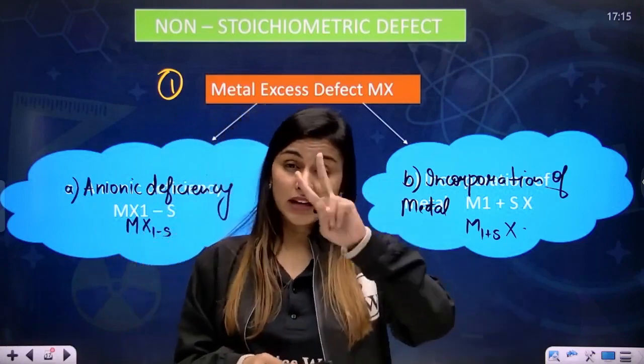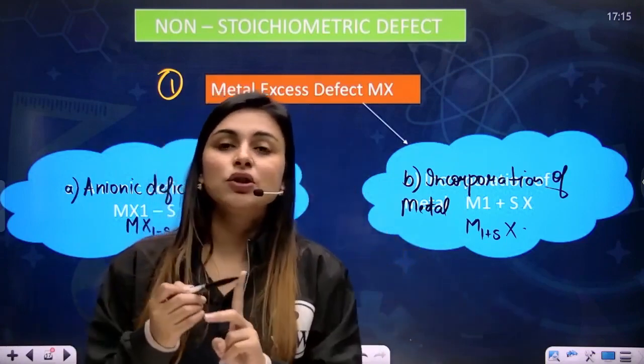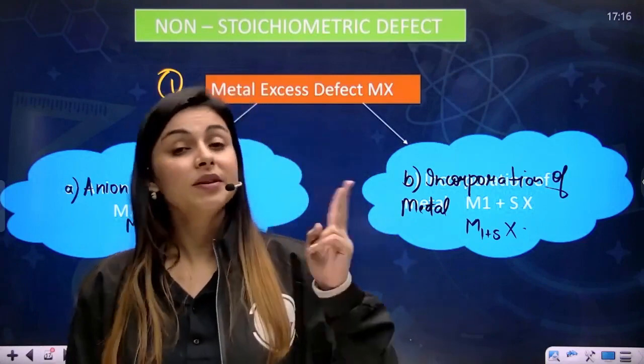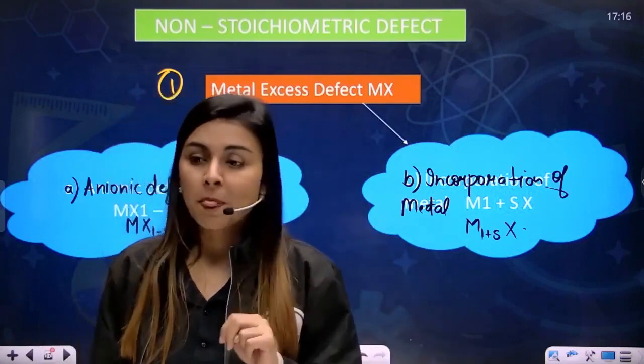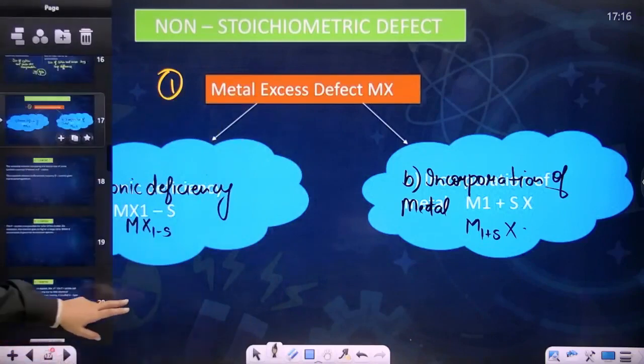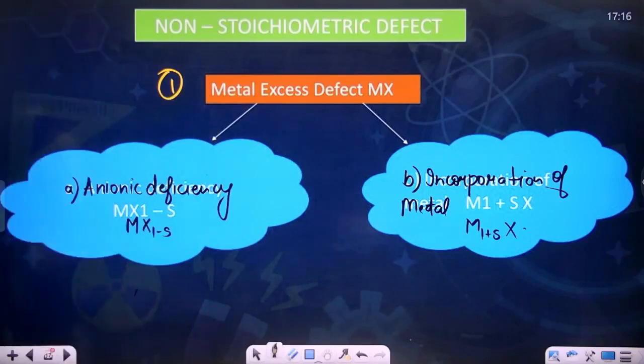So metal excess defect can happen because of two cases. Either you add more metal, or you remove the anions present. Okay, yes, now we'll be discussing both of the cases together. So now when we talk about the cases, please write it down and then we'll move forward.